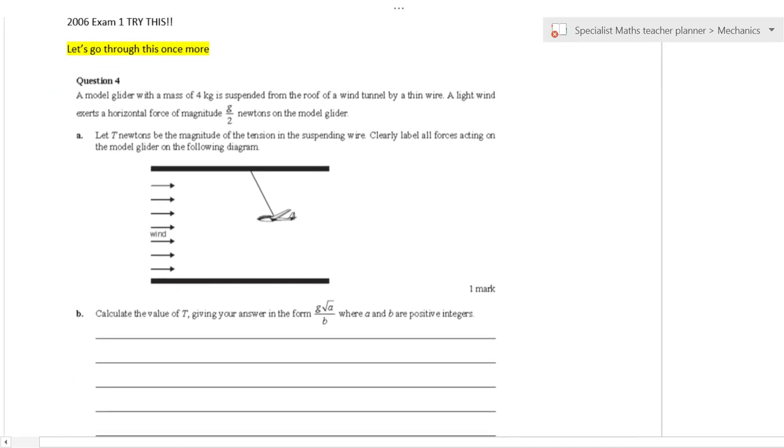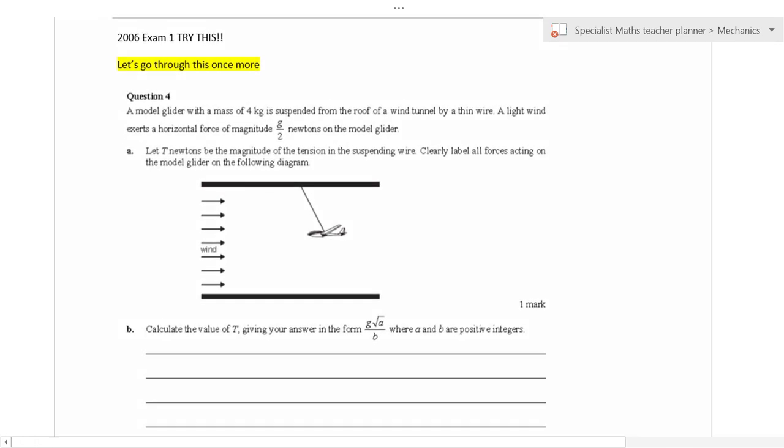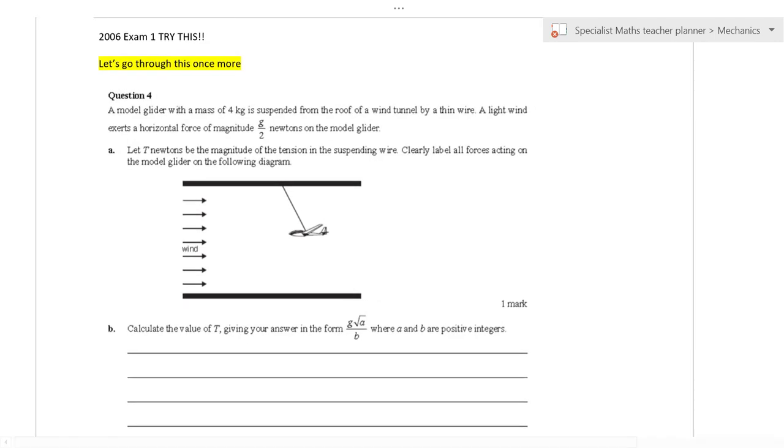Okay, now let's just try to catch up on some time. It says here we've got a model glider is suspended from the roof. Now, suspended basically means that it's in equilibrium. Now, it says here, let T newtons be the tension, clearly label all the forces. Well, T is the tension's away from the mass, and we'll see why in a moment. It's in equilibrium. It says here that it's 4 kilograms.